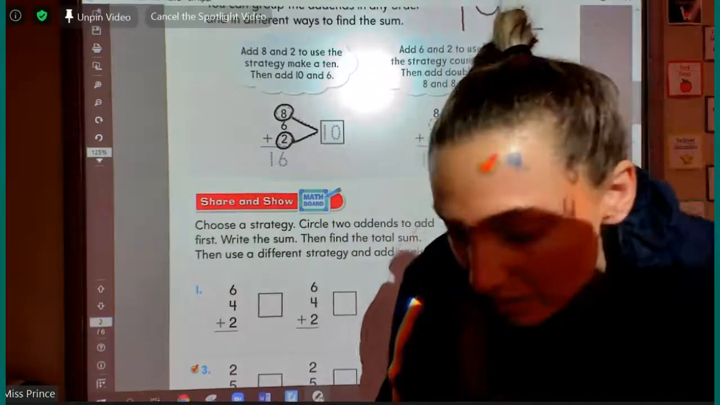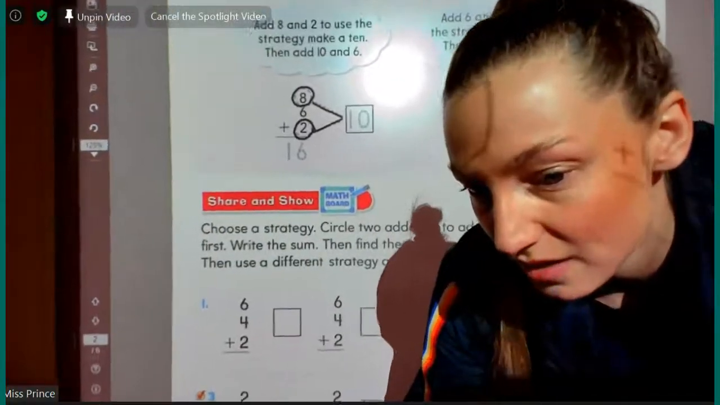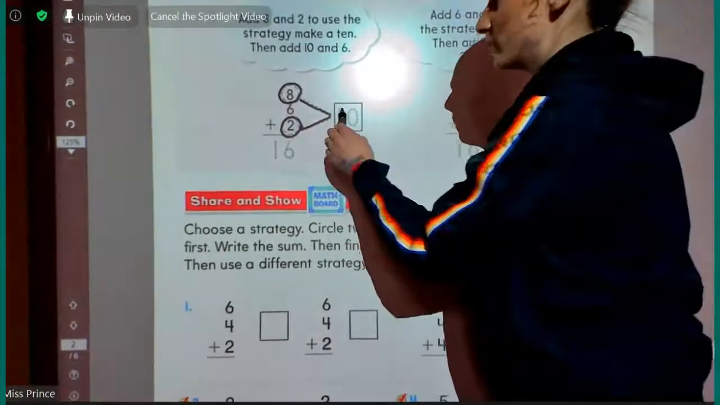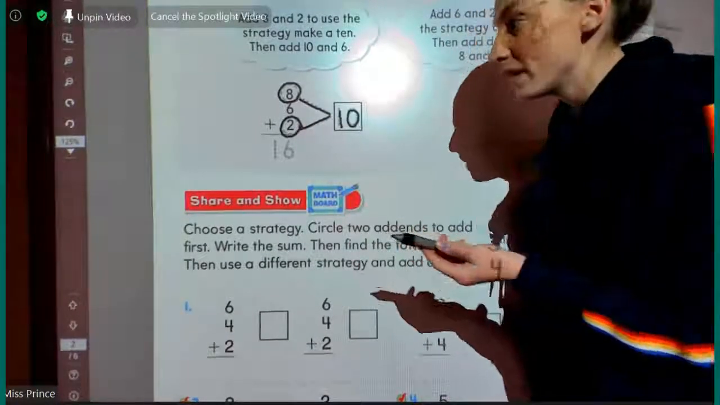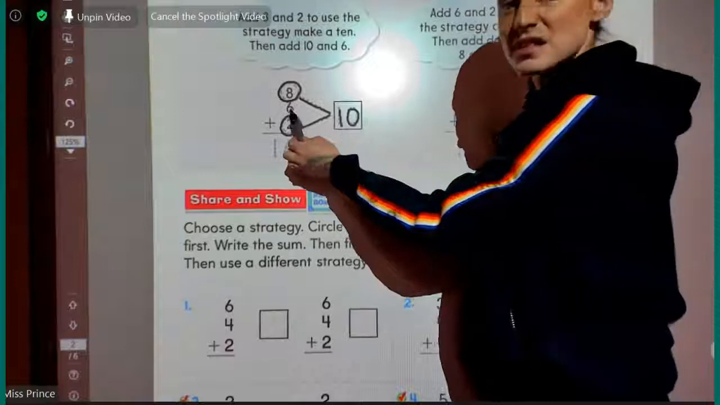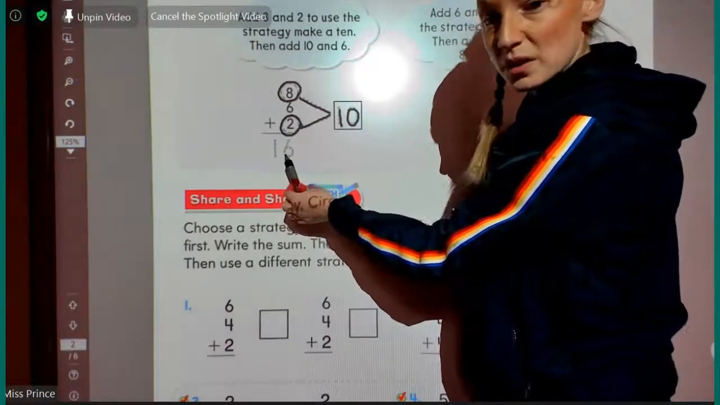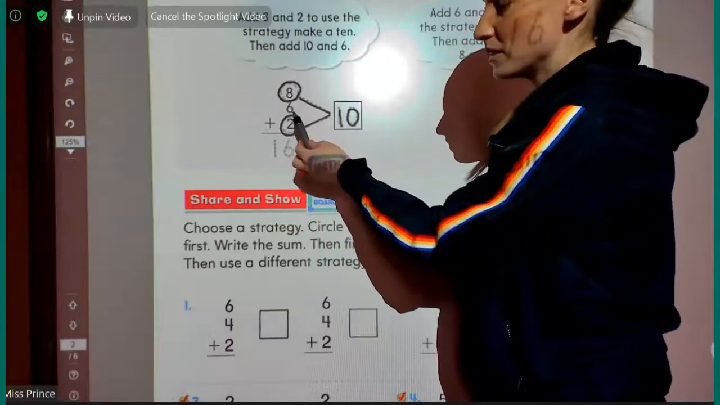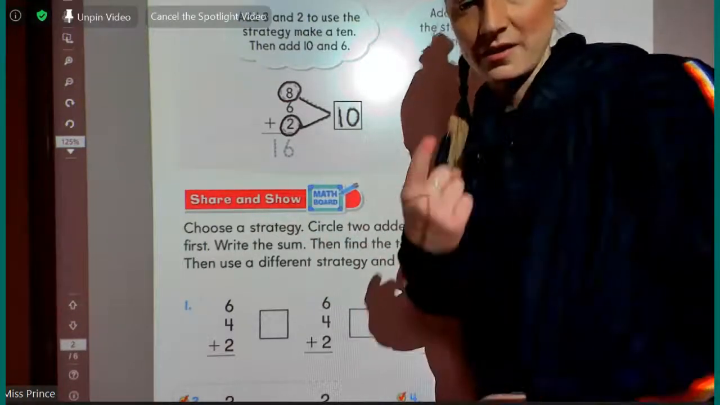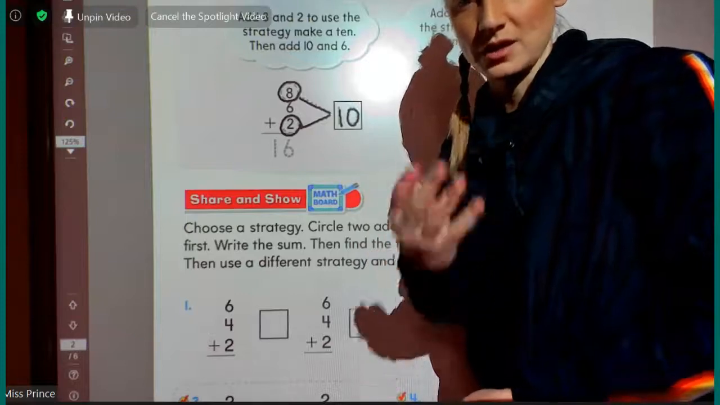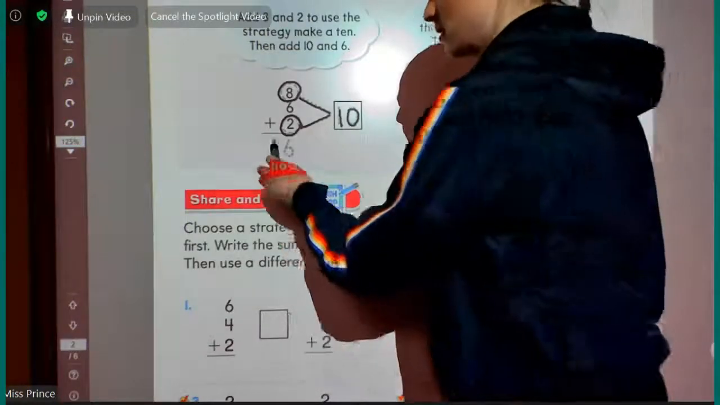Those are ones that we can do super fast. So 8 plus 2 is 10. So now all we have to do is 10 plus 6. And they showed us right here that that is a super easy one for us to solve. 10 plus 6, 10, 11, 12, 13, 14, 15, 16.